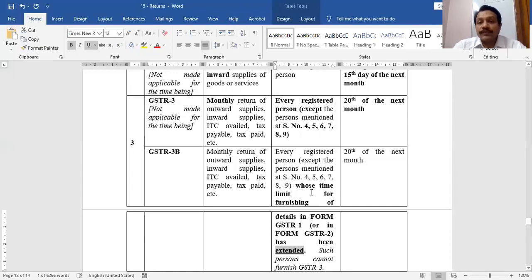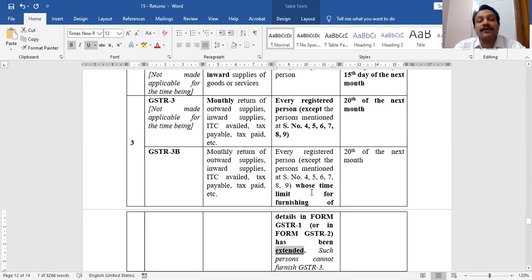GSTR 1 talks about outward supplies. The due date is 10th of next month. GSTR 2 talks about inward supplies. The due date is 11th to 15th of next month. But suppose in GSTR 1, the due date has been extended by the government of India. The Act says the due date is 10th of next month, but the government, for example, has increased this date from 10th to 12th of next month, just by 2 days.